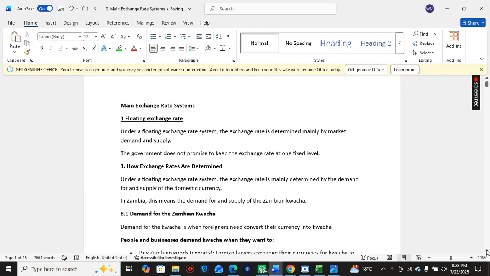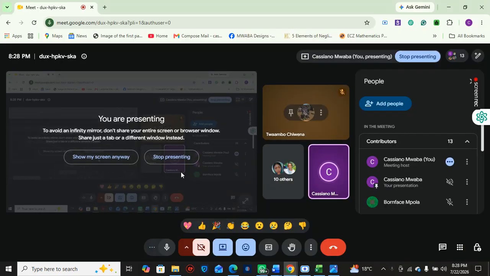But yes, all right. So remember, whenever we say demand for the kwacha, what does demand for the kwacha mean, colleagues? When we say demand for the kwacha has risen, what are we meaning in simple words? And who demands the kwacha?